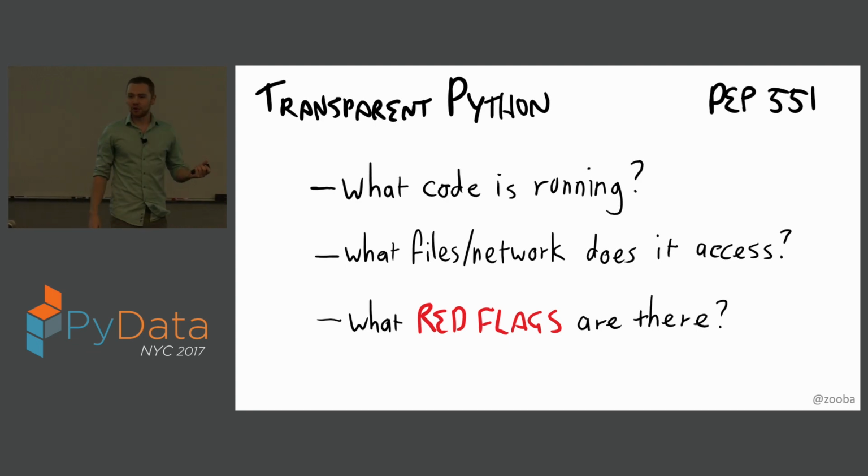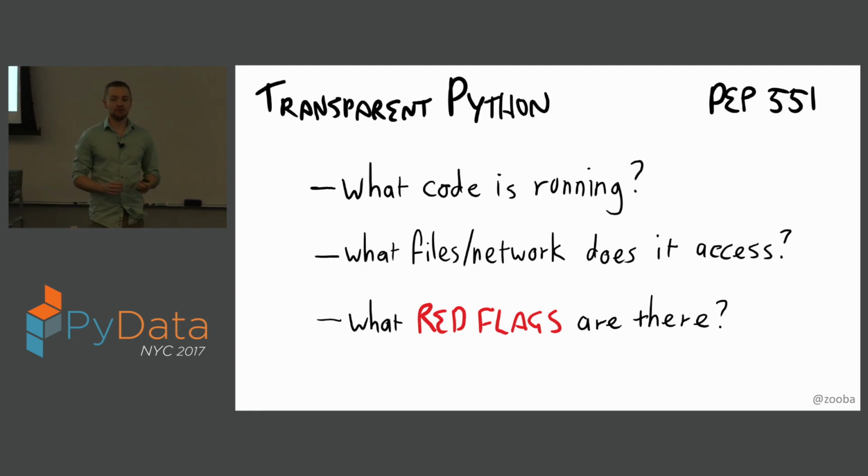What files or network access occurs? Where is it getting its information from? Where is it putting new information? Where is it storing itself? Where is it replicating to? And what red flags are there? Because a lot of code does this. All of your code is going to access files, access network, and it's going to run a whole lot of code. So you need the red flags to be able to say, this should not be happening. There is something weird going on we need to investigate.